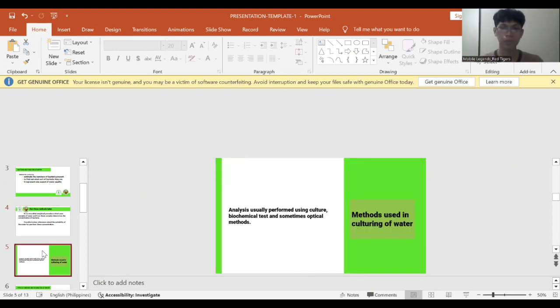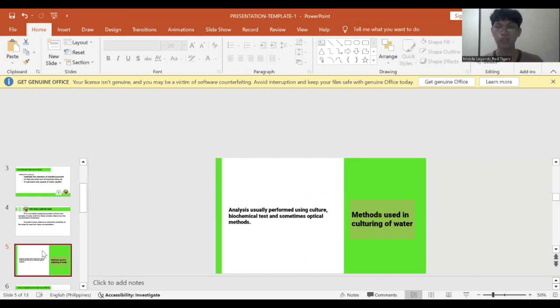So, methods used in culturing of water. Analysis is usually performed using cultures, biochemical tests, and sometimes optical methods. But these methods depend on what kind of bacteria is present. So of course, if you already know what types of bacteria there are, you should put them to the methods that will enhance their growth, so you will not be wasting your time.